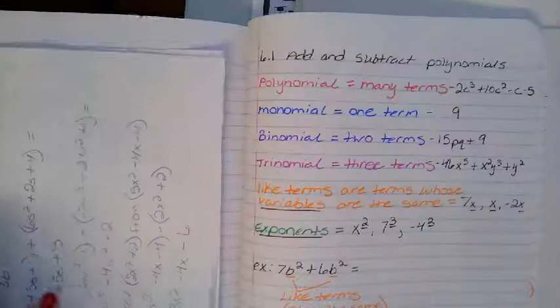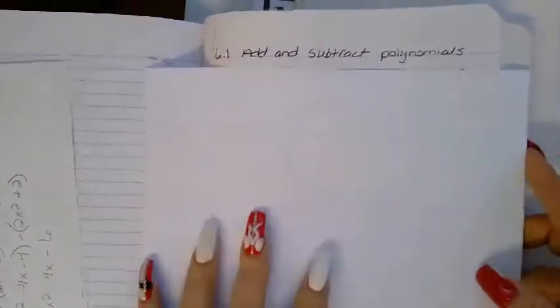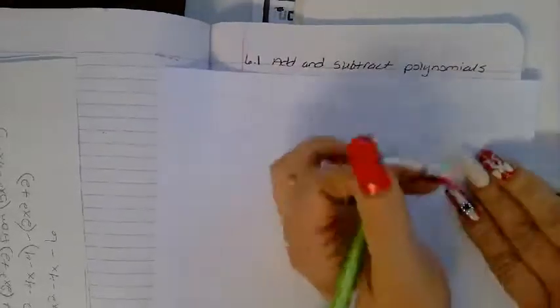Alright, so hold on, don't look at all my chaos yet. Let's look at the title first and pop that down. So 6.1, add and subtract polynomials. We can add the date too if that helps some of us. So I'll add the date up top.